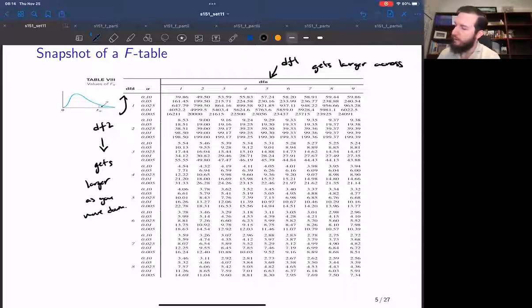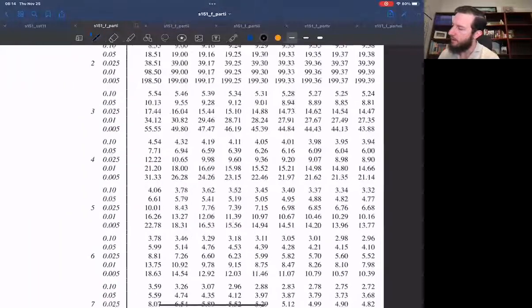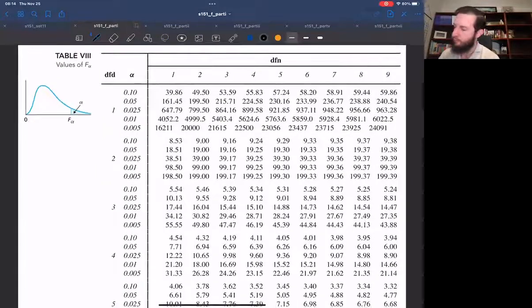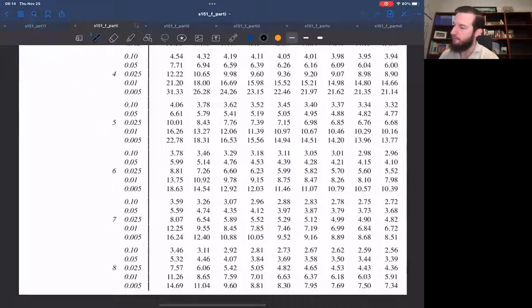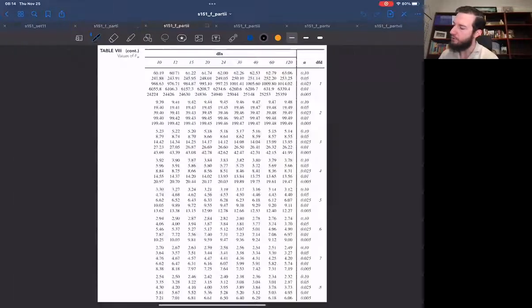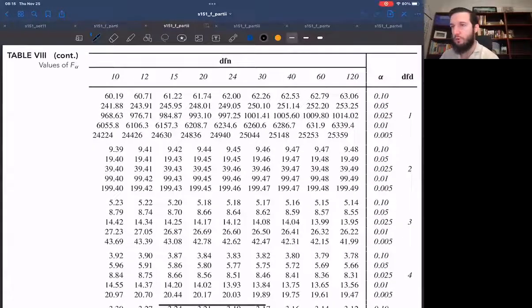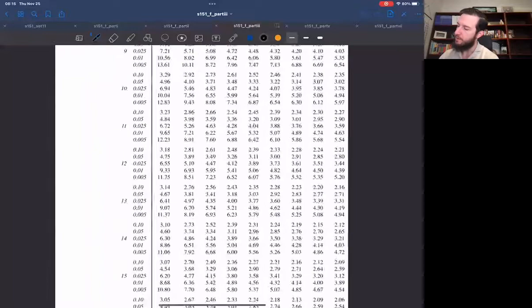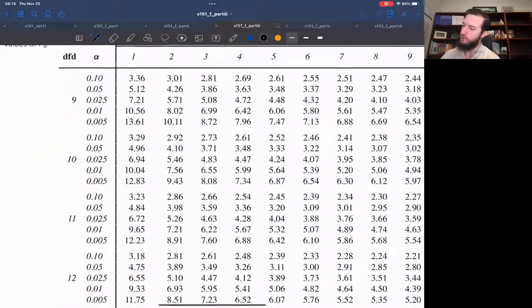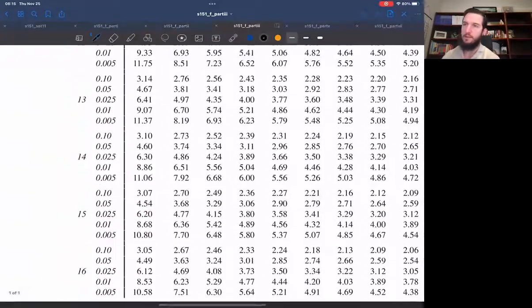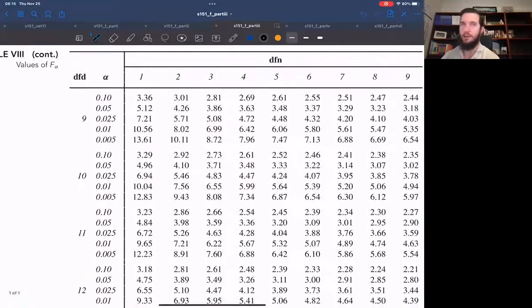For example, here's my first page. I have 1 through 9 in DF1, and I have 1 through 8 in DF2. When I move to page 2, I now have 10 through 120 in DF1 and 1 through 8 in DF2. When I go to page 3, now you can see the increase in DF2. I'm going 9 to 16 in DF2, 1 to 9 in DF1. So again, it's like 1, 2, 3, 4, 5, 6, 7, 8, moving down and across.